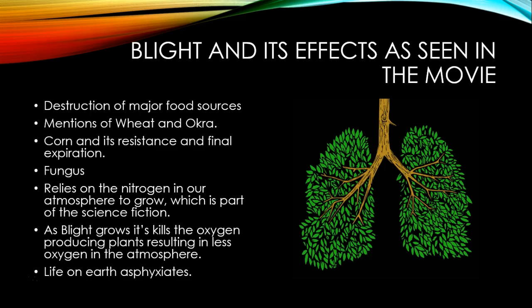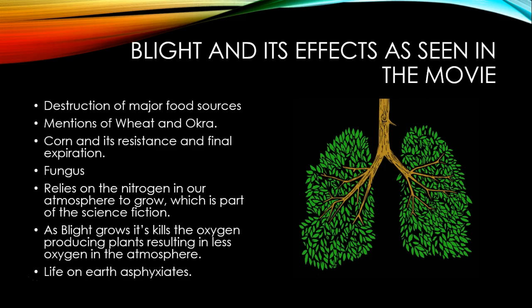In order to get rid of blight, as you saw in the movie, they actually have to burn the crops in order to diminish the spread of, or slow down the spread of, blight. And the blight that's mentioned in the movie, once again, is a fungus, and this fungus relies on atmospheric nitrogen.